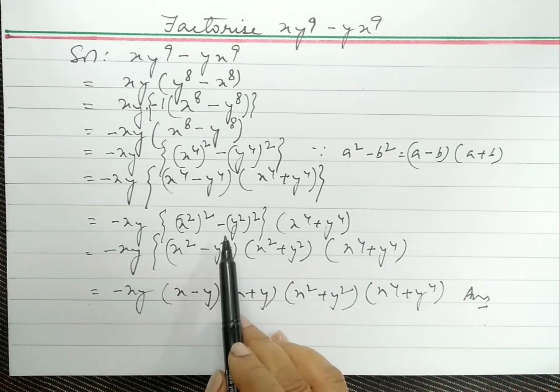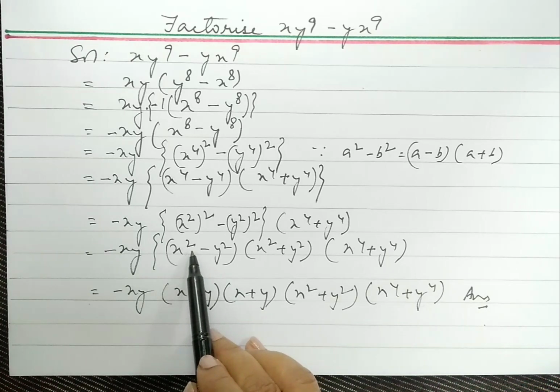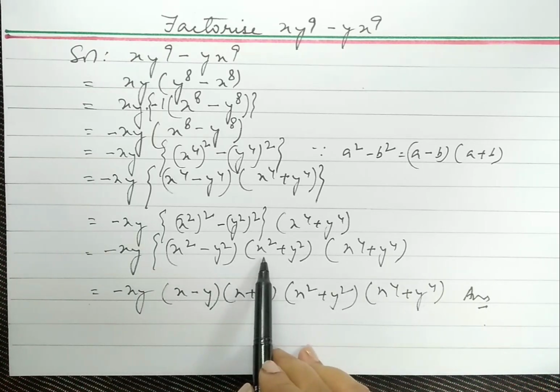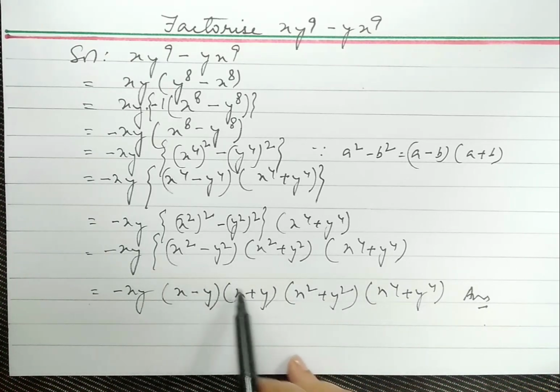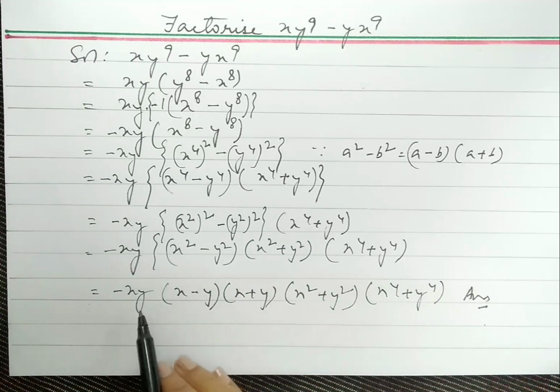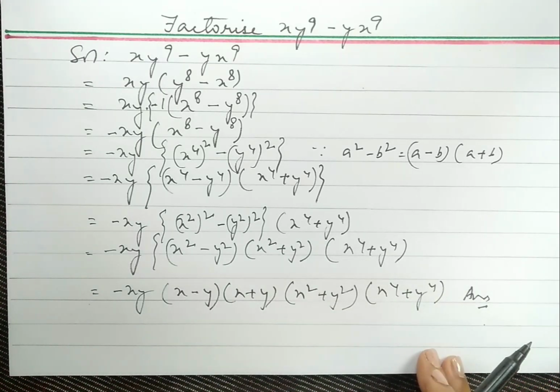Now this can be of two kinds. So x square minus y square, x square plus y square. This can be again broken down, and thus we get this, and this is how we have it. Okay. So this is the final answer. So I hope you have understood.